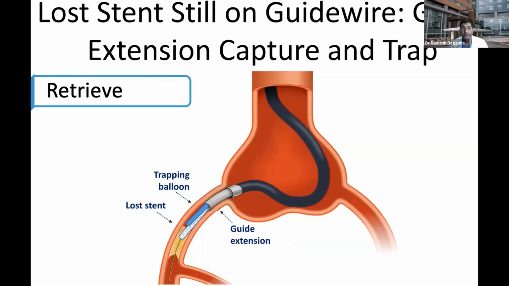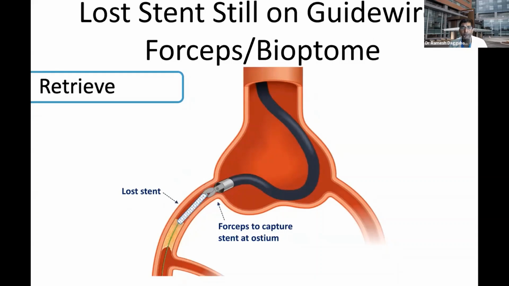So make sure you inflate the balloon slightly at a higher pressure, more than 12 atmospheres, and make sure that it is trapped well. And don't use small balloons for trapping. It is better to use a 2.5 millimeter or a Trio balloon. And you can see, very rarely, forceps or biotome can be used for people who have a stent dislodgement in the aorto-ostial junctions, and those can usually be taken with the biotome.